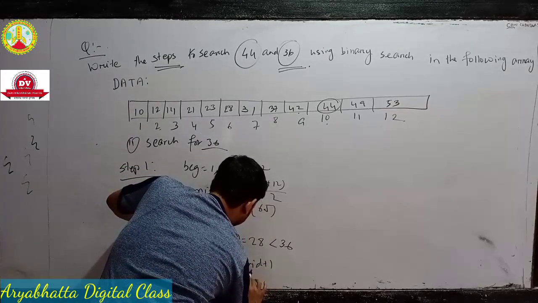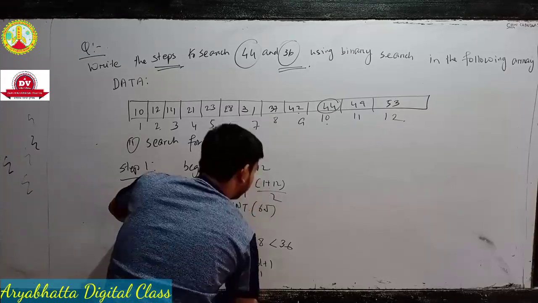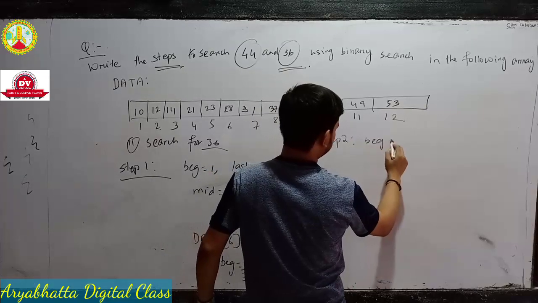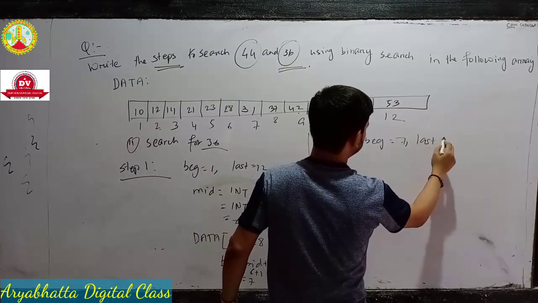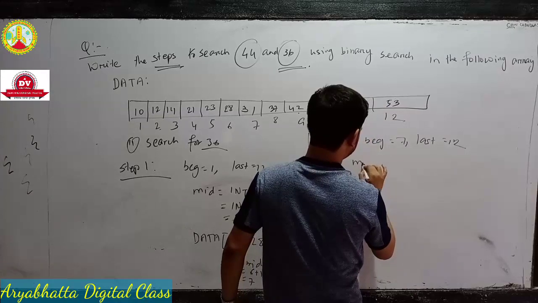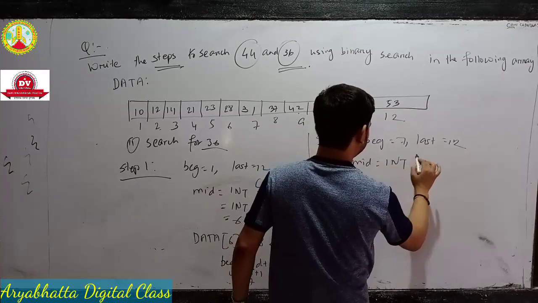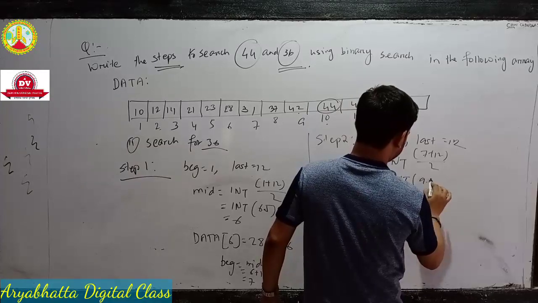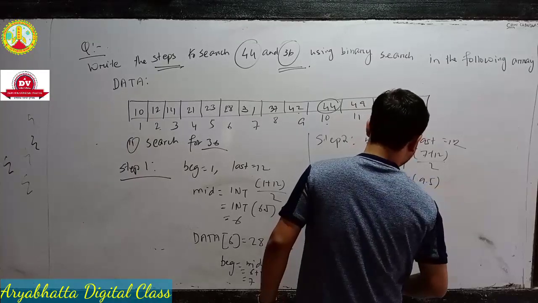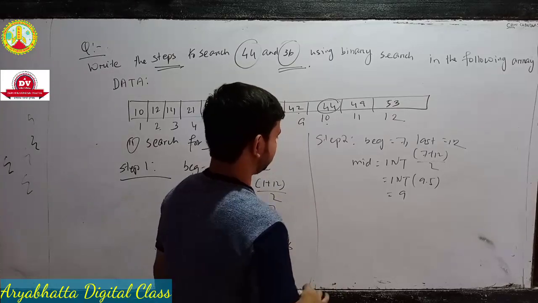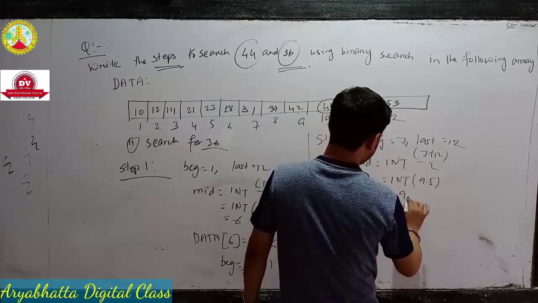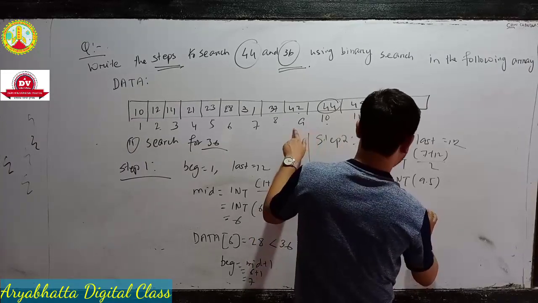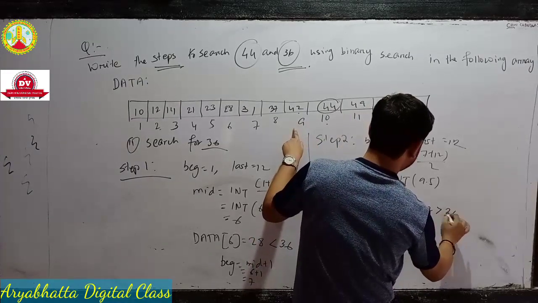28 less than 36, means your beginning will be mid plus 1, means 6 plus 1, 7. New beginning will be 7, last 12. Mid is 19/2, that is 9.5, means 9, and data 9 is 42, greater than 36.